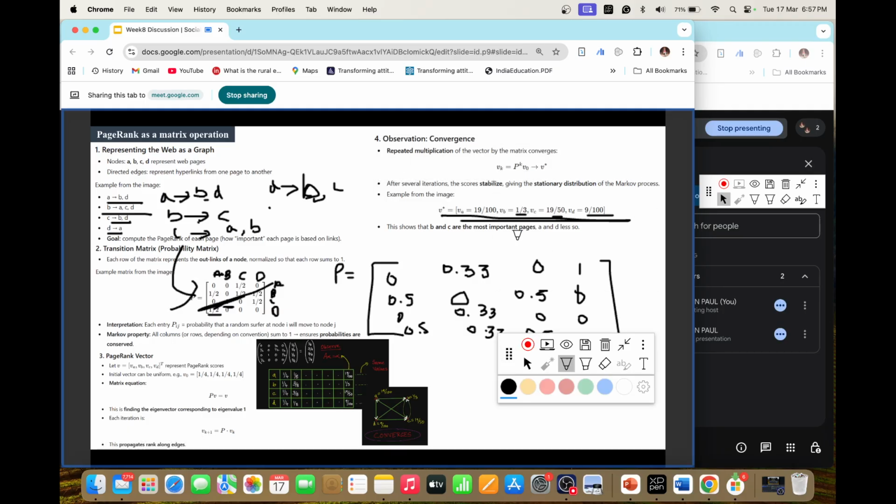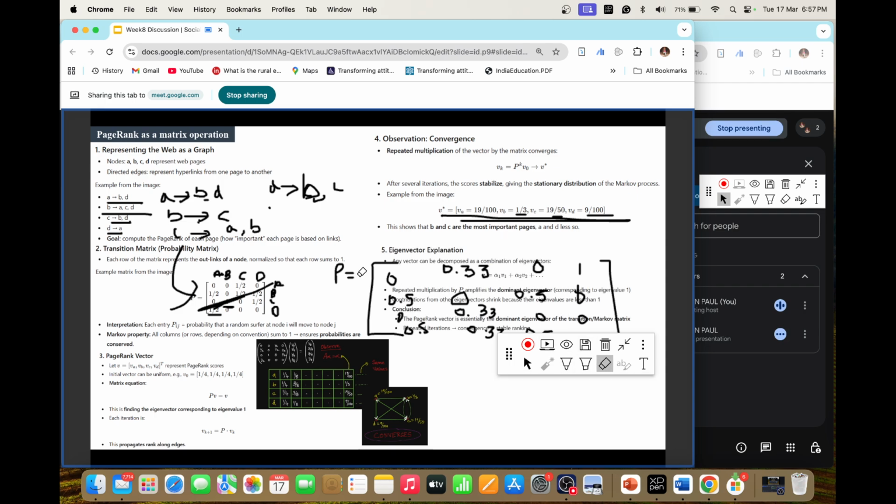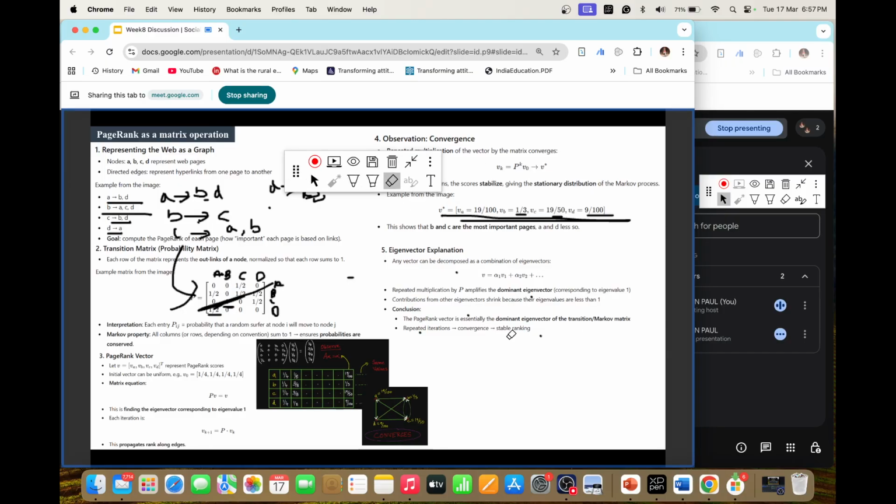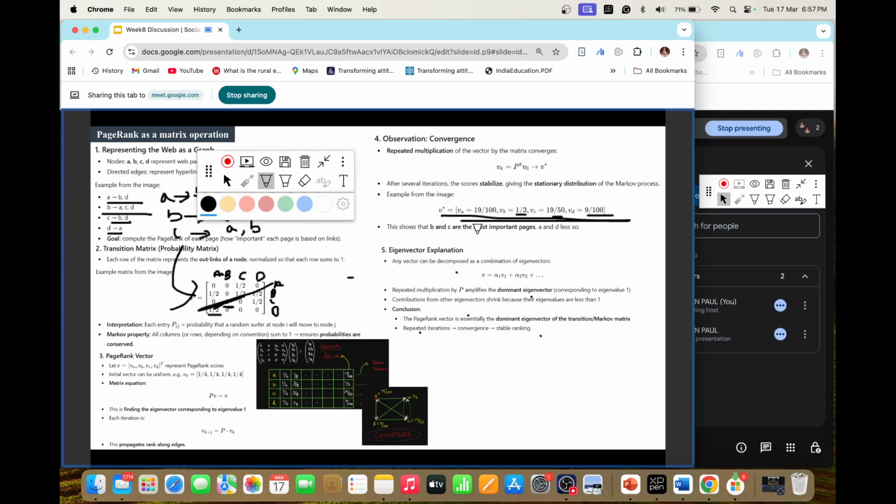Okay, and after that what will happen, actually eventually it is converging. Okay, and then let me just erase it. Okay, and then with repeated multiplication, the matrix actually converges to VA 19 by 100, VB 1 by 3, VC 19 by 50, and VD 9 by 100. Okay, so repeated iteration converges to a stable ranking.